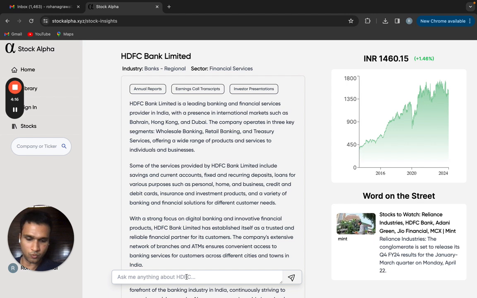So I'm going to tell it to give me a structured table of the latest financials. HDFC Bank released its financials quite recently, which was the last quarter of financial year 2024 in India. So let's see how it does on this query.